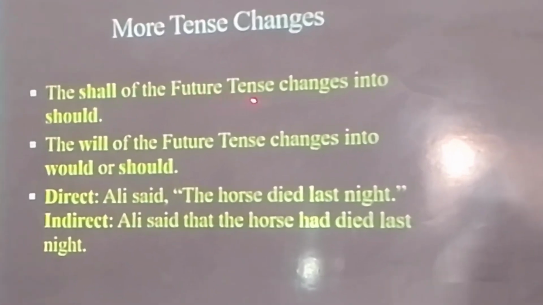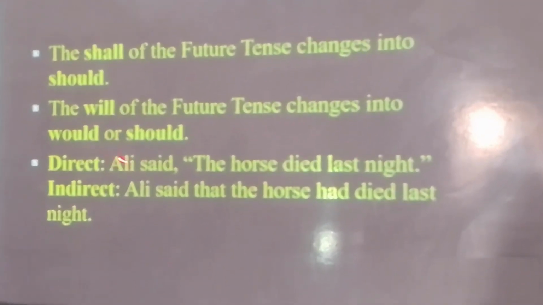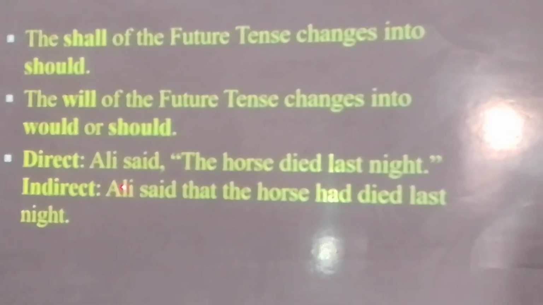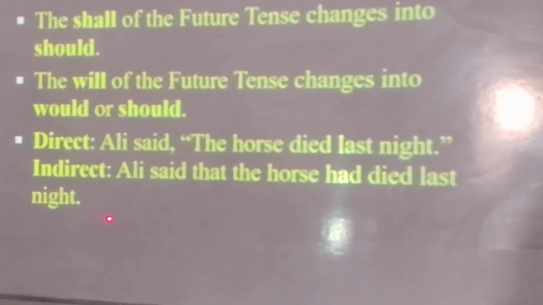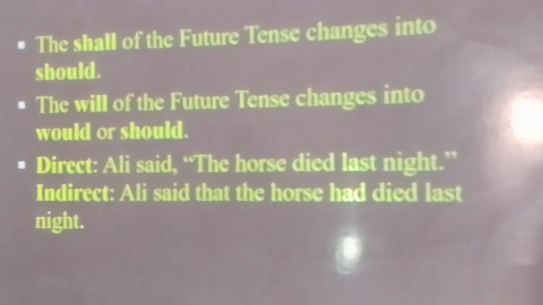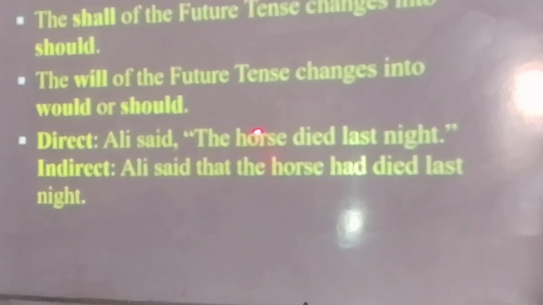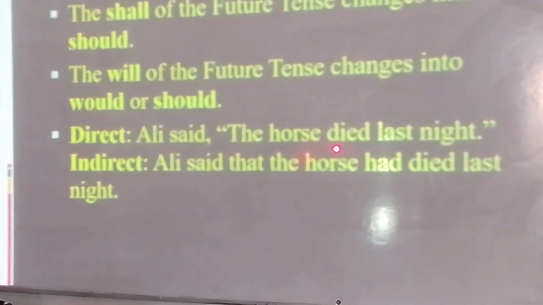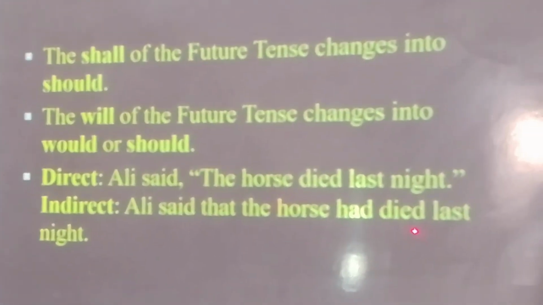The shall of the future tense changes into should. The will of the future tense changes into would or should. For example, Ali said, "The horse died last night." Ali said that the horse had died last night. This is the example of past tense. If there is already past tense in inverted commas, it converts into past perfect tense: had plus the third form of the verb. Clear? Next slide.